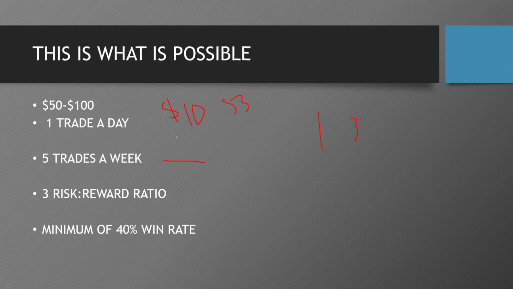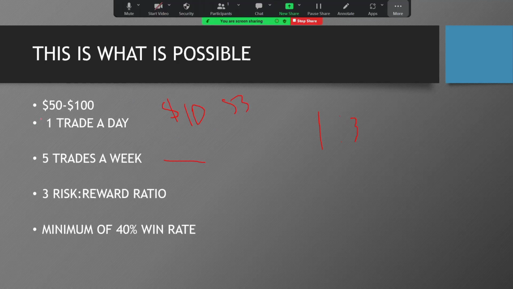It's not by force that you must trade every day. I'm telling you that this is the maximum. This is what you're allowed per day, maximum, not minimum. You're allowed a maximum of 1 trade a day, so it's your job to find that one trade. If you don't find the trade, you don't trade. Maximum of 5 trades a week. Risk to reward ratio 1 to 3.